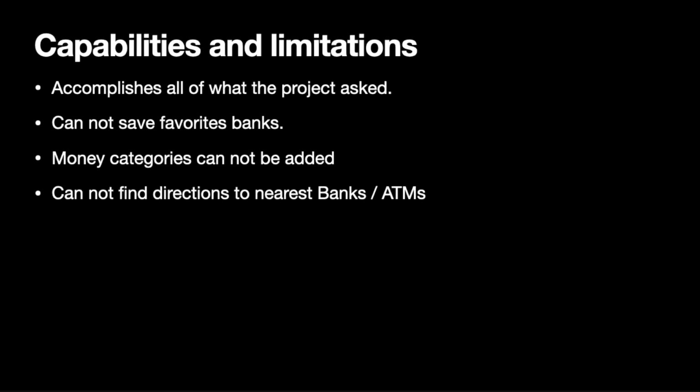So my project can accomplish all of what the project had asked for. Initially, I had a couple more ideas that I wanted to implement, but I didn't have enough time to follow through with those, which were the ability to save your favorite banks and ATMs and find directions to those ATMs or banks. Also, the user cannot add their own money categories to their financial obligations.